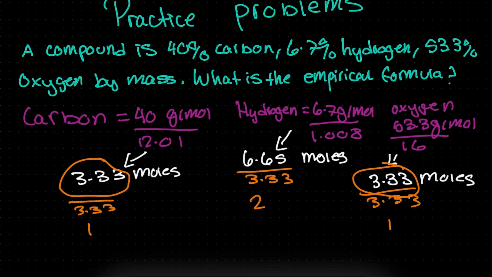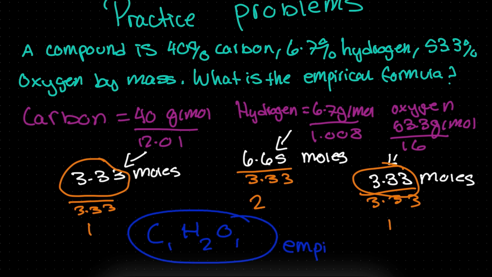So what would this lead us to? Well, this would lead us to our empirical formula. So now all we have to do is write it based on how we got it. Carbon, how many did we have? 1. We don't normally show the 1, but in this case, I'll show it. Carbon 1, hydrogen 2, and oxygen 1 again. This is our empirical formula.